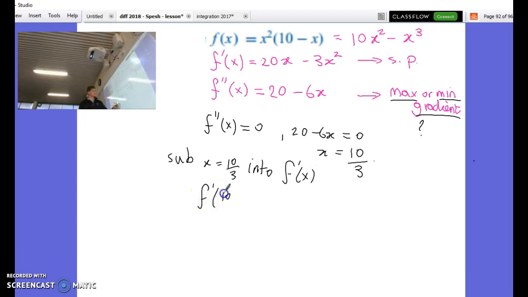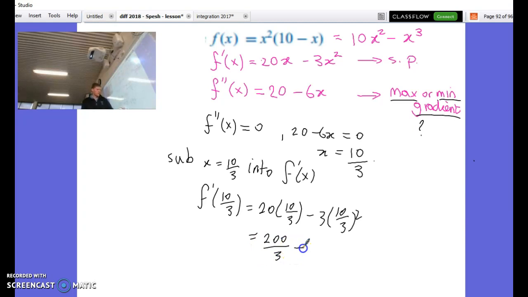Okay, so it's 20, 10 on 3 minus 3, 10 on 3 squared. Now what are we looking for when we're evaluating such a number? Positive or negative? Very good. So what we're getting is 200 on 3 minus, now what does that give you? 100 on 9, 300 on 9, or 100 on 3.